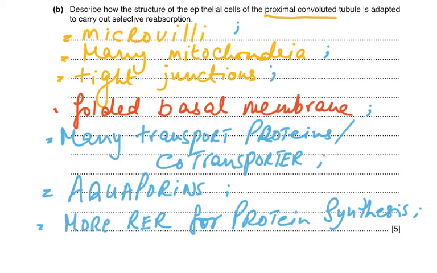Why? Because we need so many channel proteins on that side also, the sodium potassium pumps and the facilitated diffusion for glucose to leave the cell and enter the endothelium of the capillary and then enter the blood. Then many transport proteins, co-transporters, many aquaporins because water will follow, and more RER for protein synthesis because they will need a lot of channel proteins, these PCT cells. Now I'm going to show you a diagram on that as well.